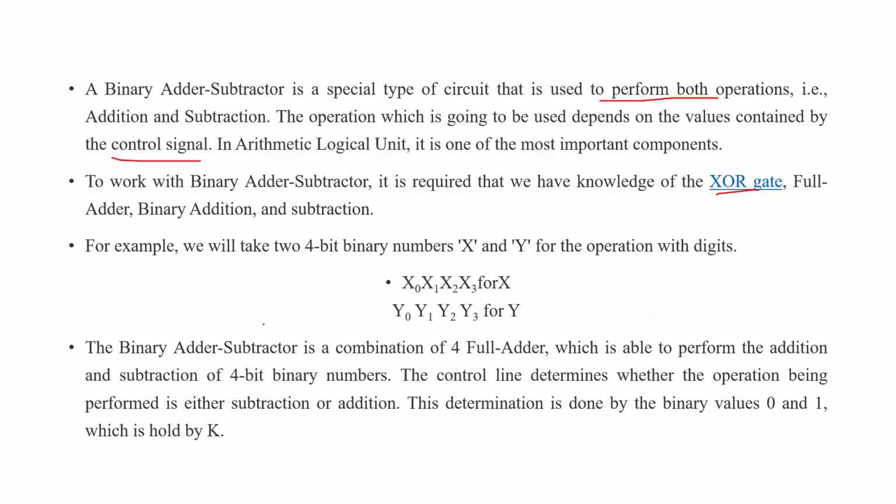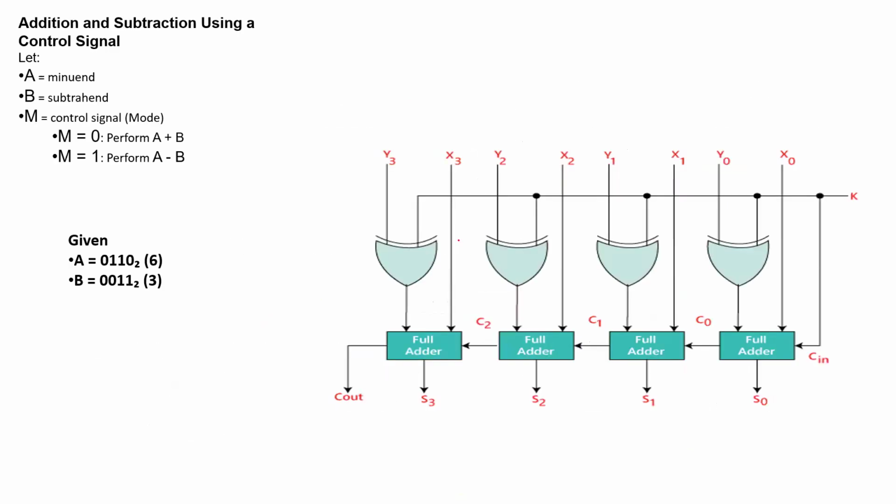Okay, now we can see the diagram. First, it will take this Cin and work out the XOR with this one. It will change the mode, whether this is 0 or 1, and depending on that it will work out addition or subtraction. While doing subtraction, it will take the XOR gate's second value. So this is how it works.